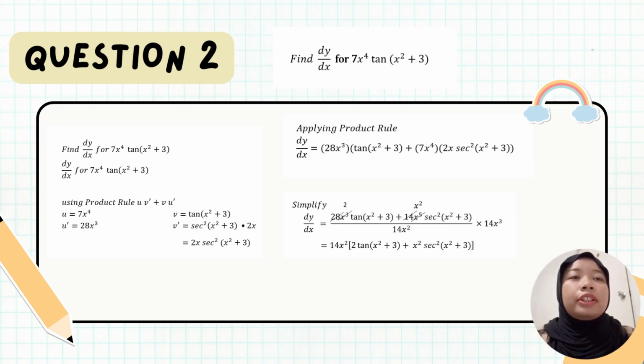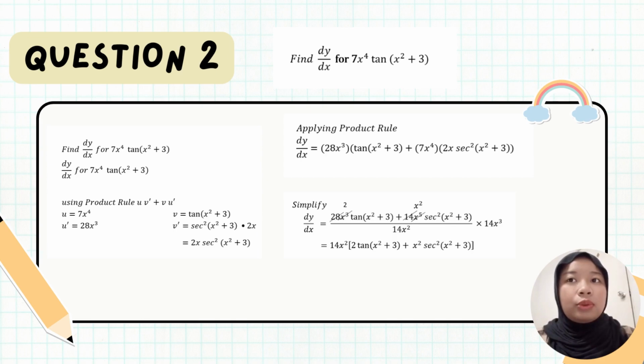So for the solution, first we need to identify the rule. The product rule formula is dy over dx equals u prime v plus u v prime. And then we need to define u and v. u equals 7x to the power of 4. v equals tan(x squared plus 3).